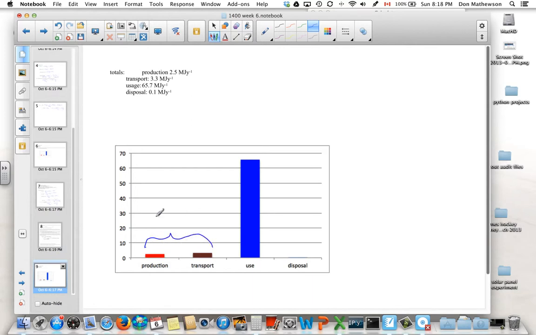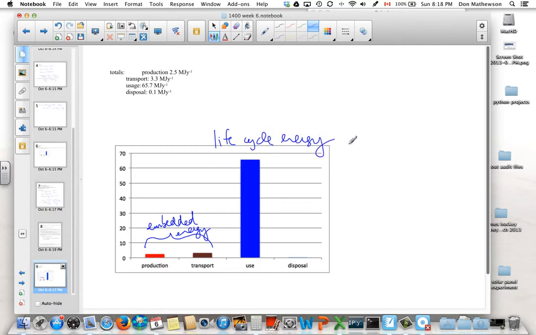So really these two things are what we refer to as the embedded energy. That's the energy to make the object. All four of these together, the production, the transportation, the use, and the disposal, all of them add up to give you the life cycle energy.